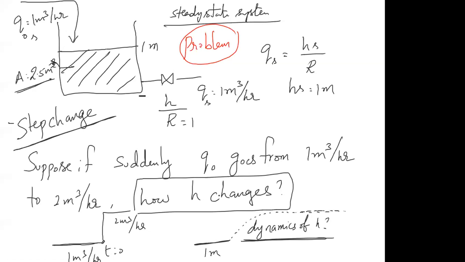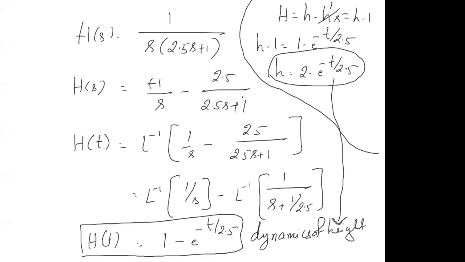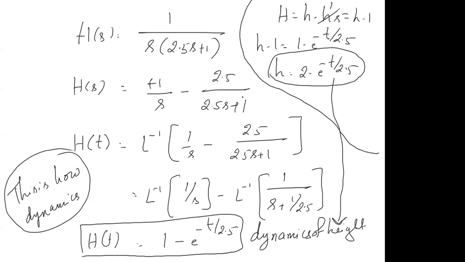So this is the problem that I started. I have a steady state system. Suppose suddenly the flow changes from 1 meter cube per hour to 2 meter cube per hour, how does H change? What is the dynamics of height? Then I got the dynamics of height as H equal to 2 into 2.5. So this is how you do the dynamics. This is how dynamics is done for a process system.